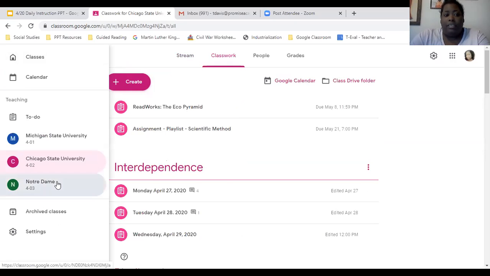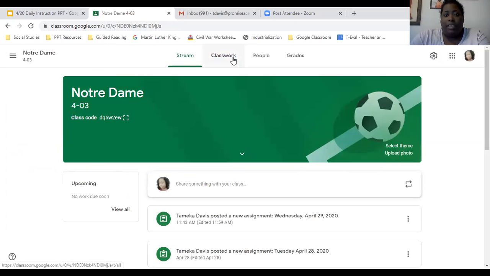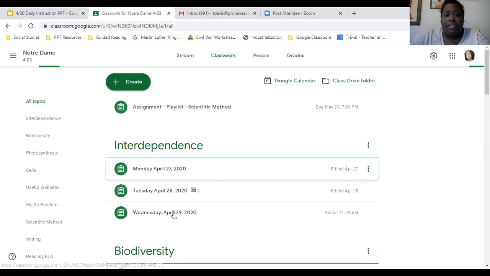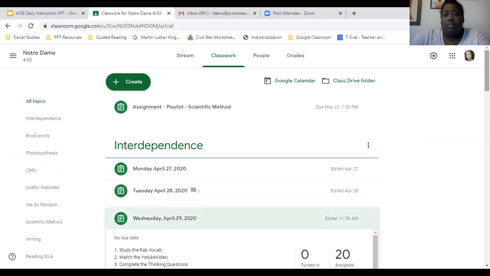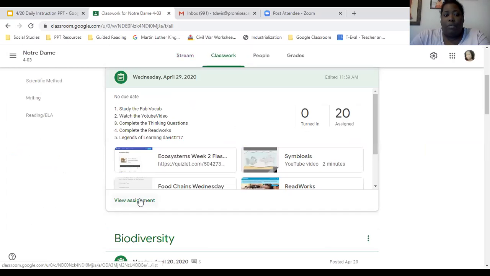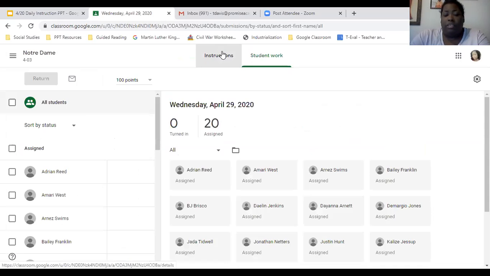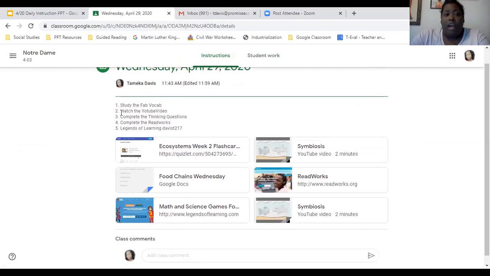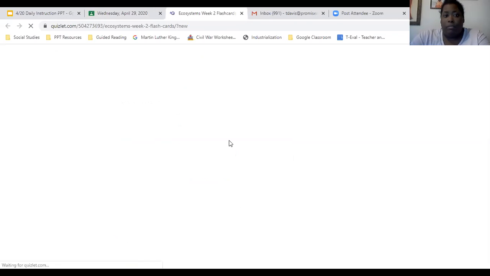Click your class, go to the classwork tab. From the classwork tab, look for our topic interdependence, look for today's date. From today's date, you will click and then view assignment. If you're not directly taken to the instructions, go to the instructions tab. From the instructions tab, we always start with number 1, our Fab Vocab. Look for the Fab Vocab Quizlet. It'll be Ecosystems Week 2.